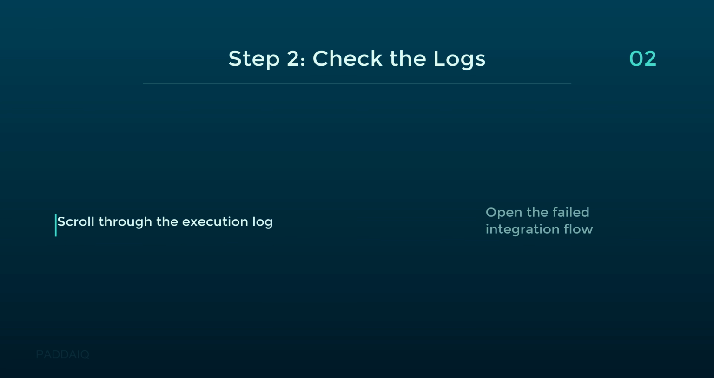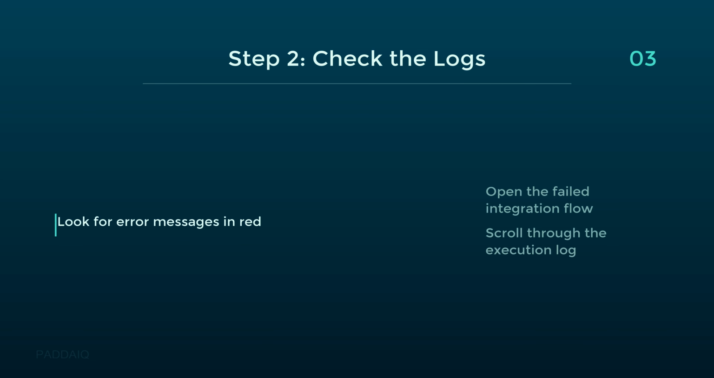Scroll through the execution log. This means carefully reviewing each entry in the log to trace the application's steps and identify any errors. For example, if a workflow fails, you scroll to find the specific error message, like a connection timeout. This detailed review is essential for effective troubleshooting.